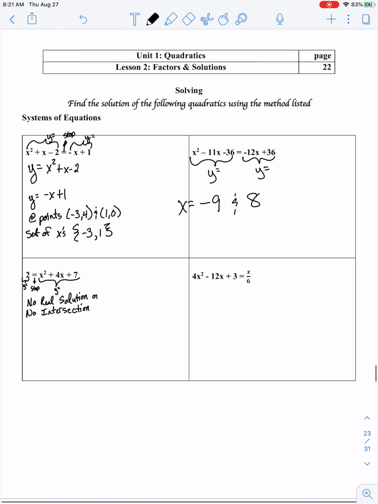So again, that is how you solve systems of equations by graphing. I'm just going to highlight this box right here so we can come back to it.